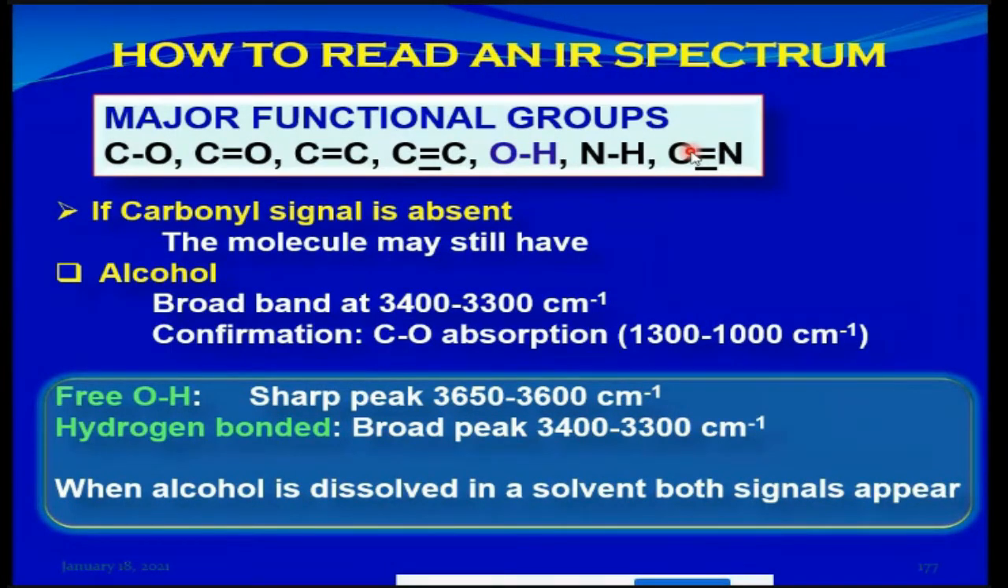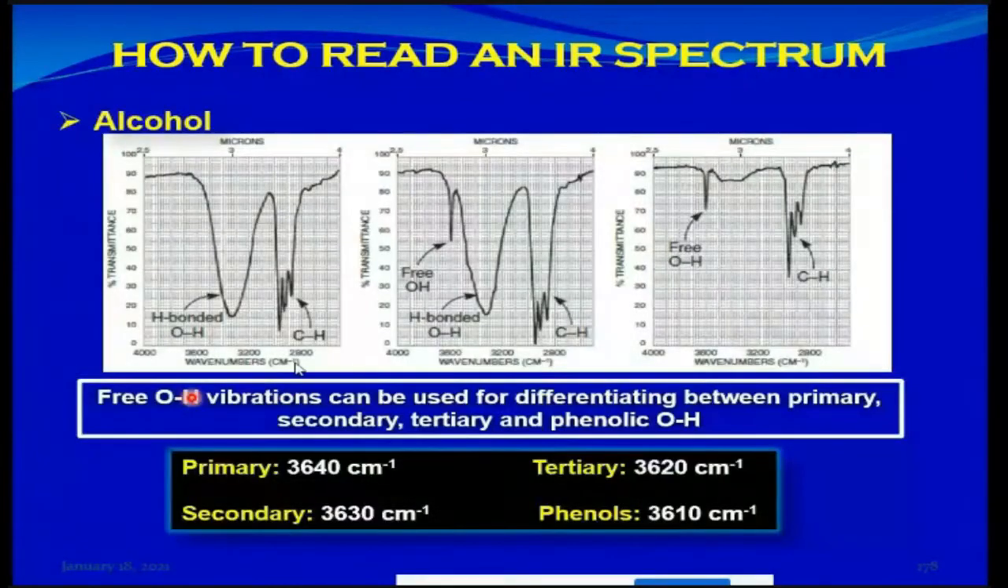So in that case you will get this free OH signal, that is a sharp signal. So you might see three types of signals. This is a broad signal around 3400 per centimeter or 3300 per centimeter. If you have a relatively dilute solution, so here you can see this broad peak as well as this sharp peak for free OH, and this broad peak is for the hydrogen bonded OH. But if you have a very dilute solution, then you won't see the hydrogen bonded peak at around 3400 per centimeter, but you will see only the sharp signal at 3600 per centimeter.